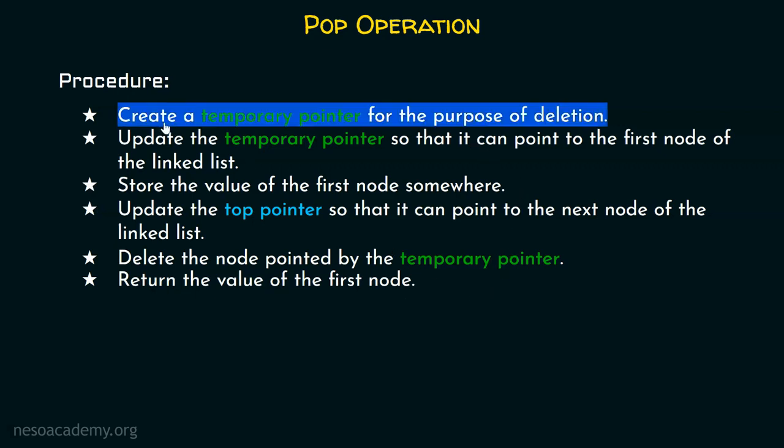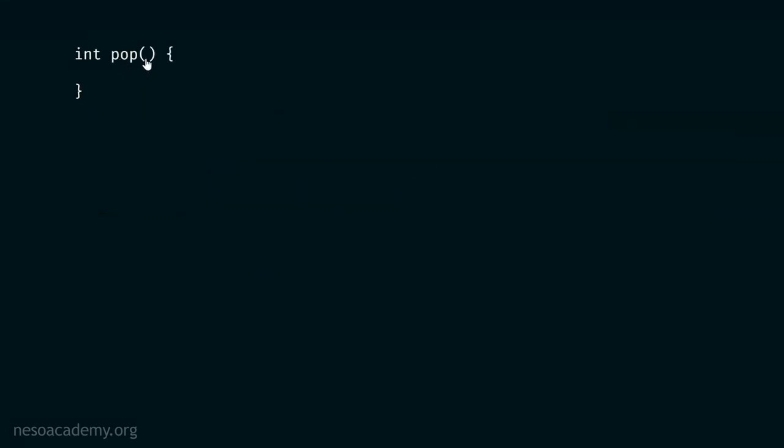First, let's create a temporary pointer for the purpose of deletion. This is our pop function and you can see I haven't declared anything in this pop function. Return type of this function is int because this pop function will not only delete the element, that is the first element of the stack, but will also return the first element of the stack back to the caller, right? That is why the return type must be int.